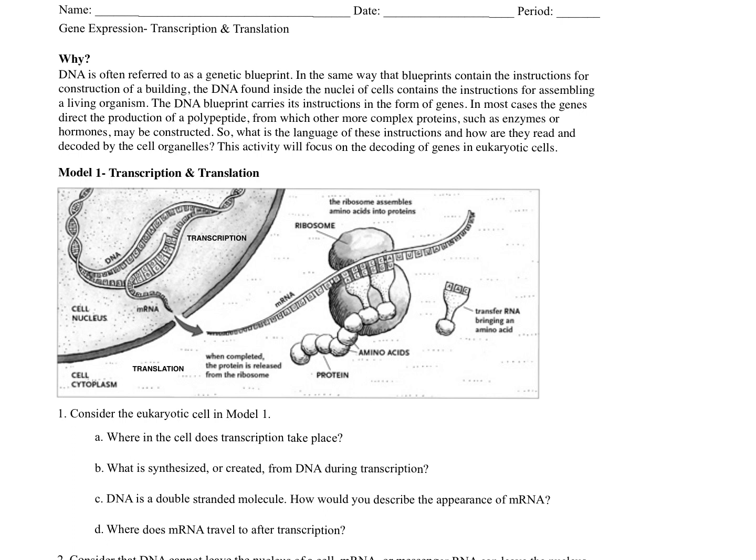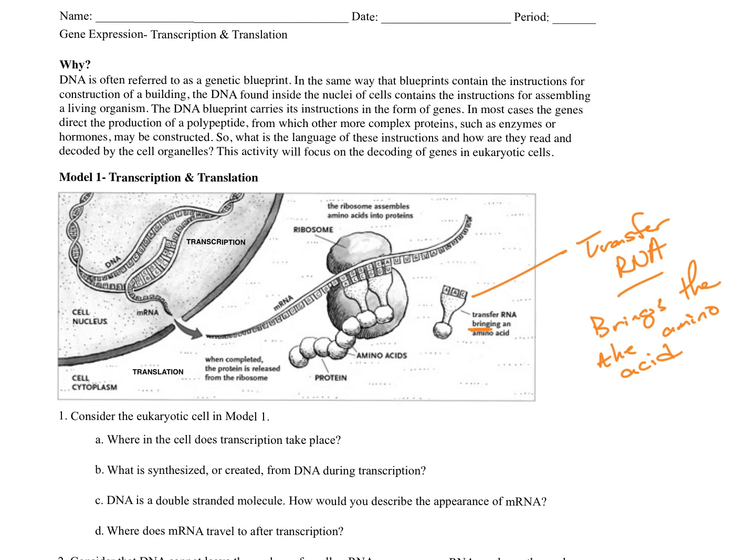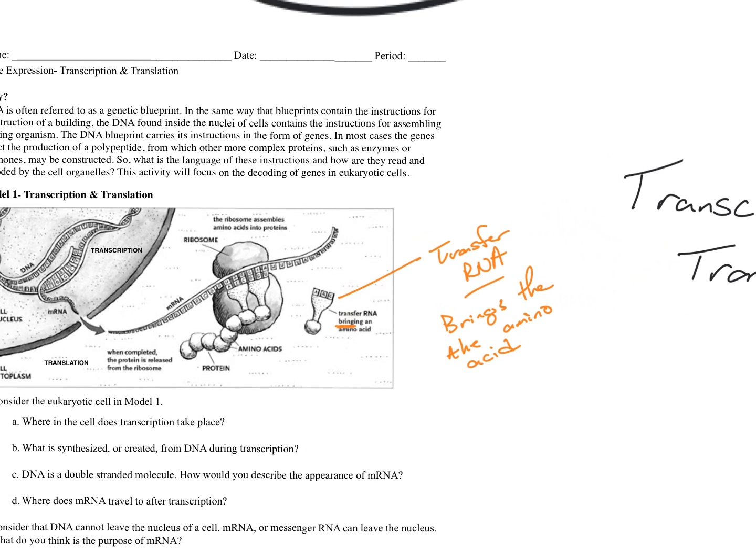There's another kind of RNA you can see here that's called transfer RNA. And all it does, and it says it right here, is bring the amino acid to the ribosome. That's the whole job. It's made of RNA.